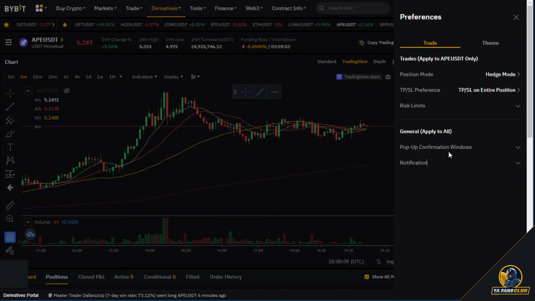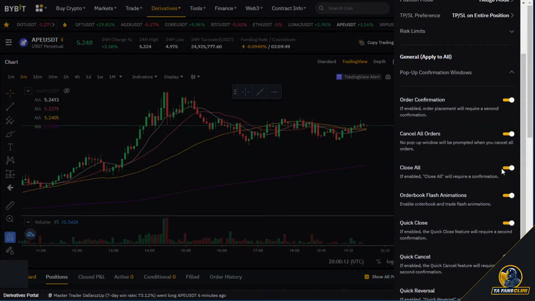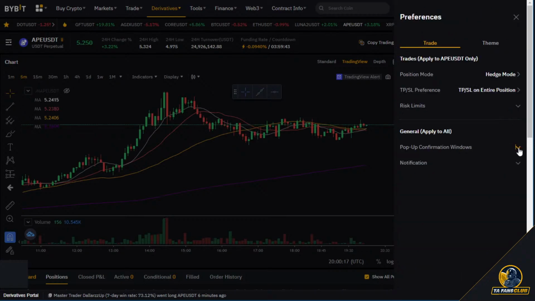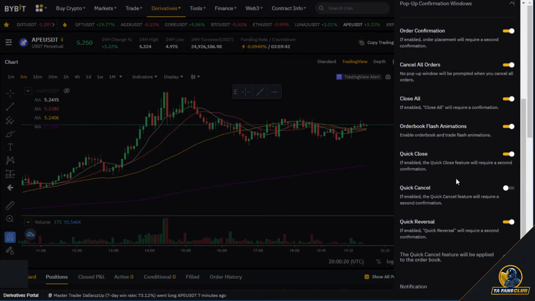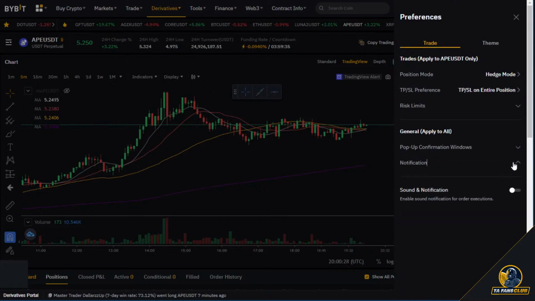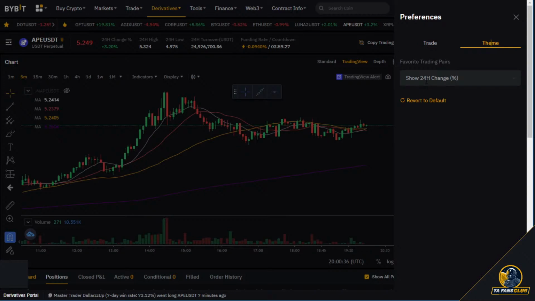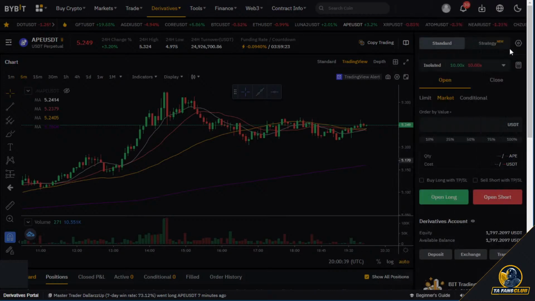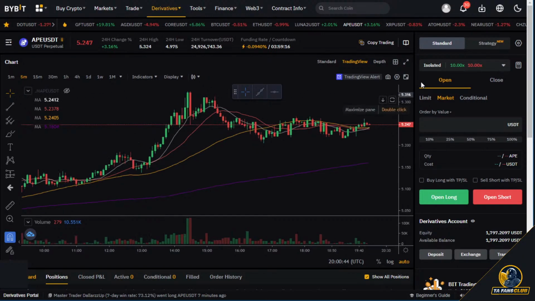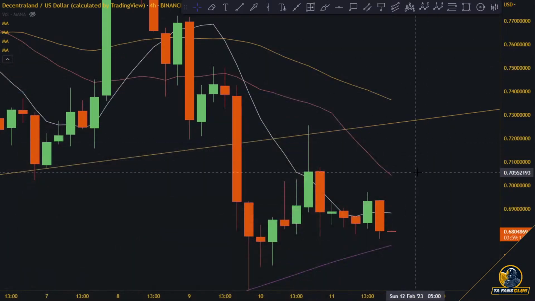General pop-up confirmation windows. Do you like the confirmation windows? Yeah, we like the confirmation windows. It gives us, you know, a second chance to doubt ourselves. Enable quick rules requires second confirmation. Yeah, we are not pro just yet. Notifications. Select for order execution. Sure. There we go. Show 24-hour change to follow. Thanks for the tip, man. It wasn't there before. Okay, we got it now.